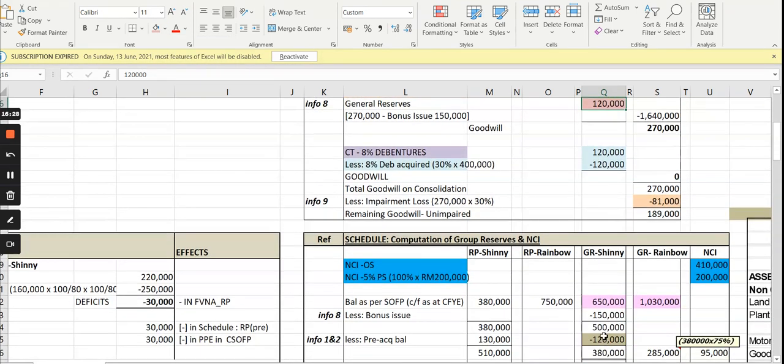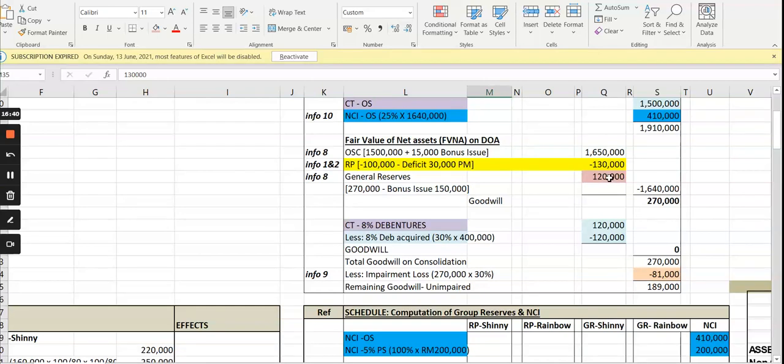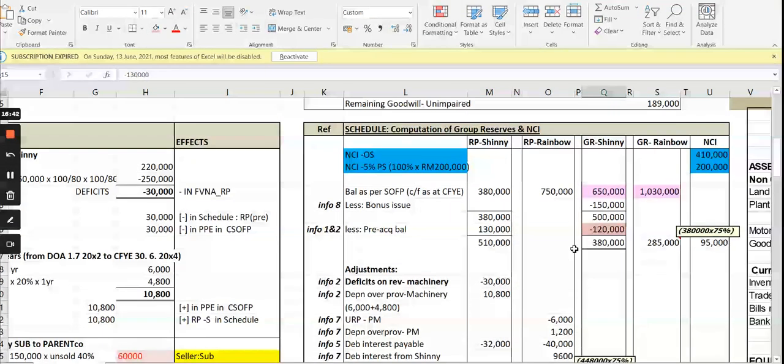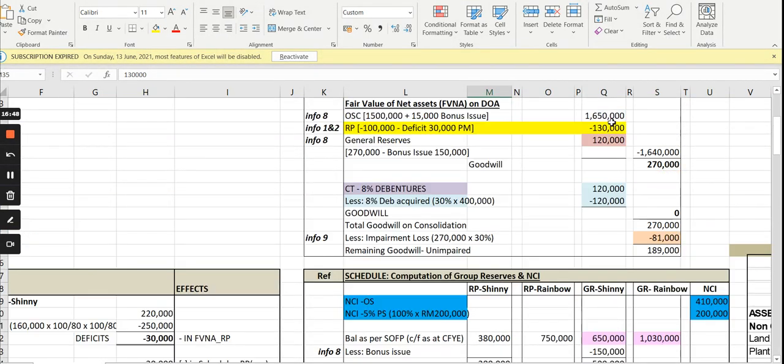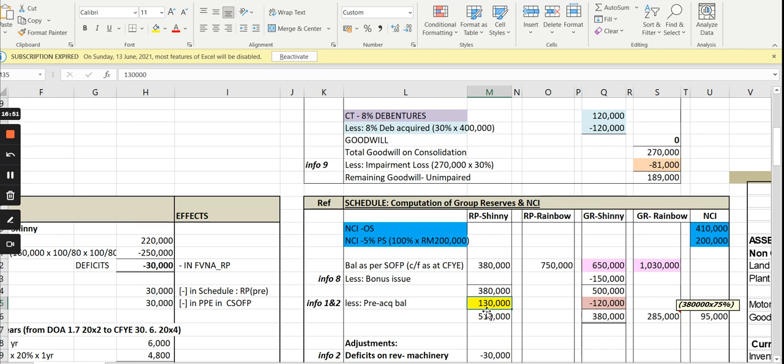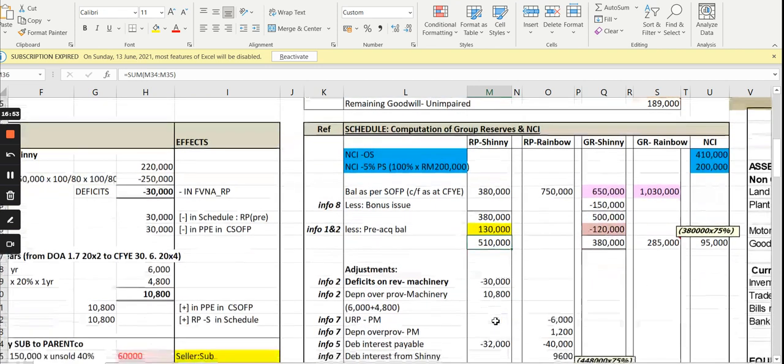So this is the amount, the same thing. The one that you have the working here, put it here. Then that is the pre-acquisition balance. For the retained profit, the pre-acquisition balance is here. Take the one from the working here. Now you have your retained profit of Shiny, the balance before you do the adjustment.